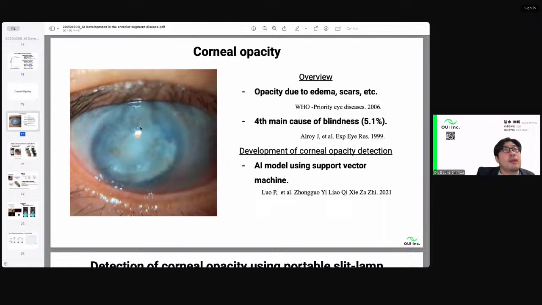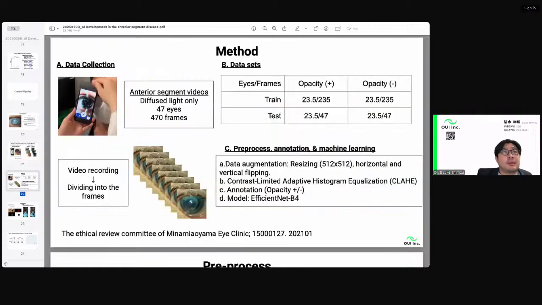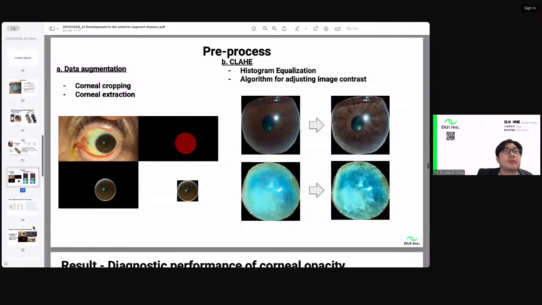Corneal opacity. This is one of the blindness diseases, but it looks like it's not that hard to identify the corneal opacity, with the same principle, same procedure. And at this time, we use two things. First, data augmentation to extract the cornea itself. Second, we use CLAHE to adjust the image contrast to make it easier to observe.